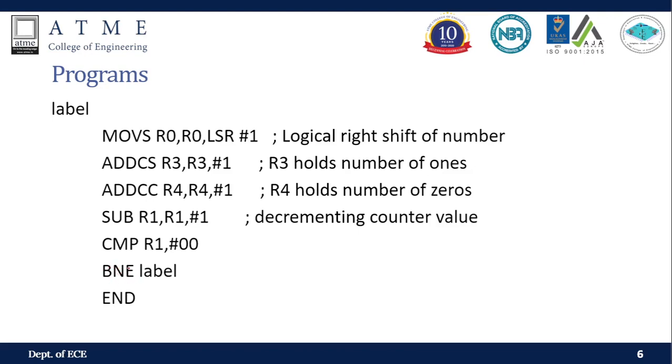Branch if not equal. BNE is for branch if not equal. If it is not equal to 0, then this has to be looped back to label, and label will again take it through the same program. So this cycle will keep repeating until R1's value becomes 0. That is nothing but 32 times this entire cycle will happen. And during that entire 32 times, R3 and R4 will keep checking the value of carry after each logical shift.